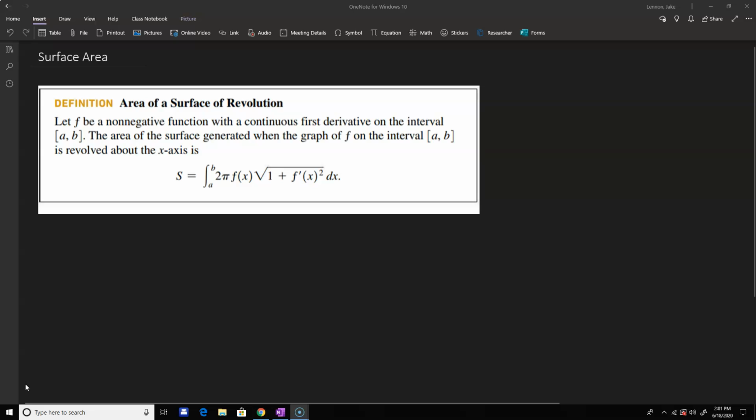Hello everyone, this is Dr. Lennon and we are looking at surface area today. So again, you can see this is kind of another formula that bears some resemblance to the arc length formula, but we've got some extra factors in front.